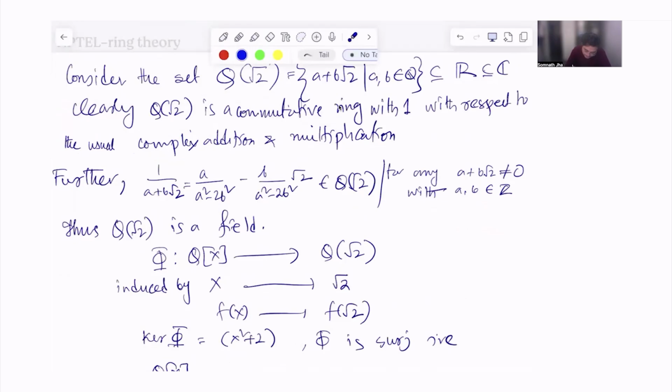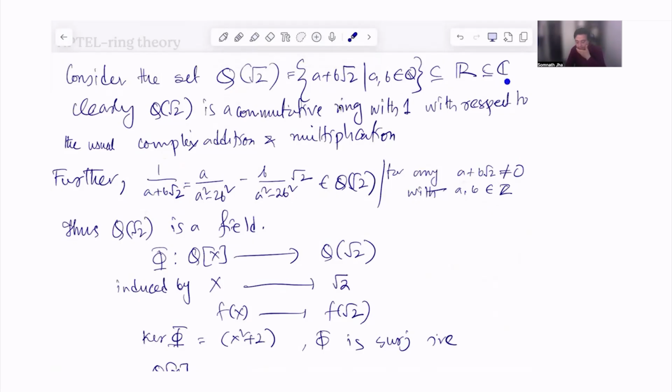Further, is it a field? The question is: you take 1 by a plus b root 2, where a plus b root 2 is not equal to 0 and a, b are in Z, so a non-zero element of this ring, not the additive identity, which is 0. Then what is 1 by a plus b root 2? In the complex numbers, that is the inverse.